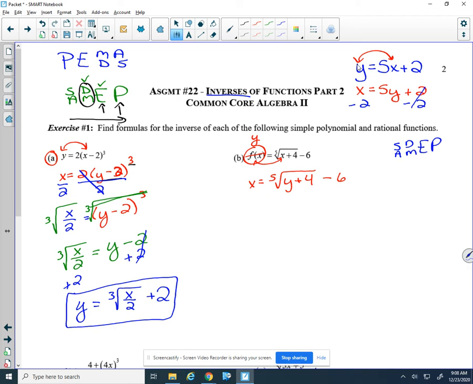So I write that down. First thing I'm going to look for is any addition and subtraction. We have a minus 6, so I'm going to add 6 to both sides.